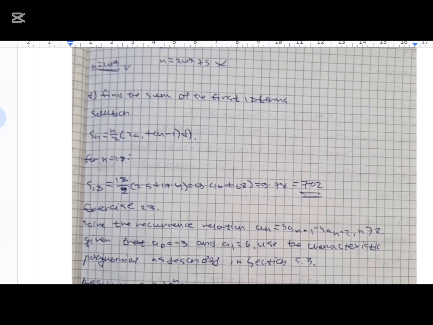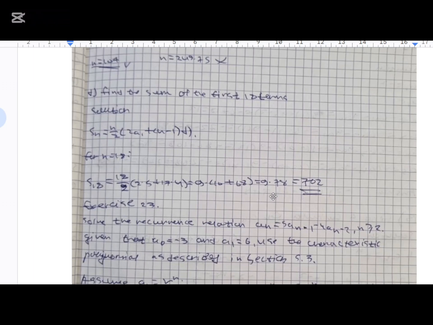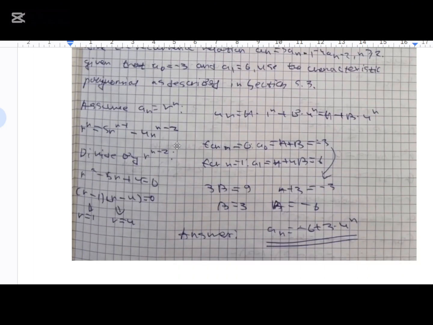So the next exercise on the list is 1, 2, 3, and we have to solve the recurrence relation. I hope you can understand. I have a hard time pronouncing all these given things. So let's get into the solution straight away.